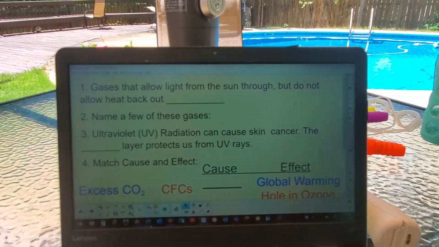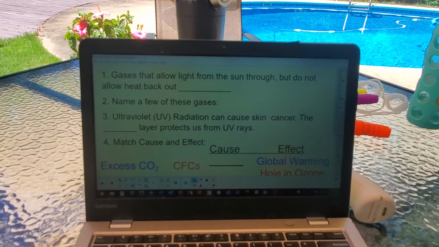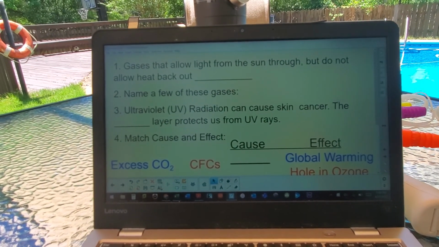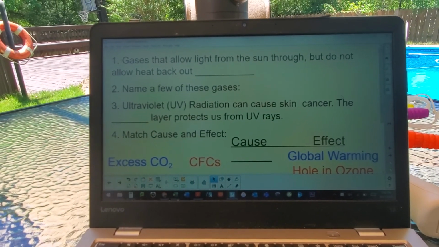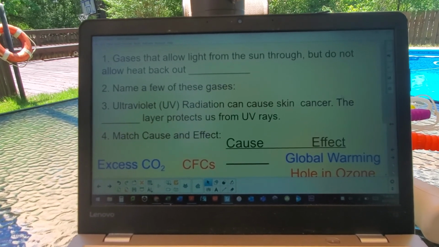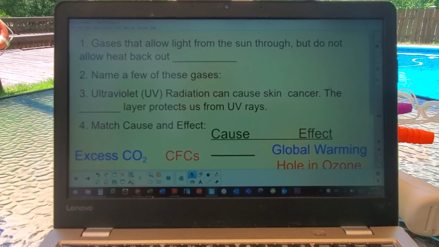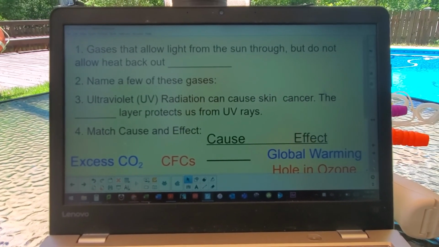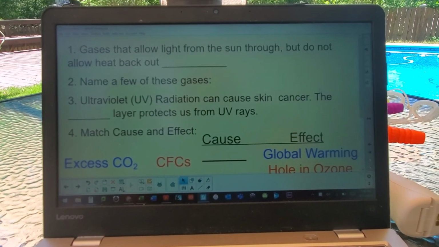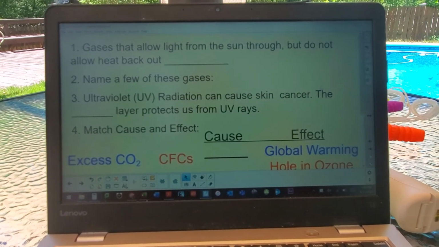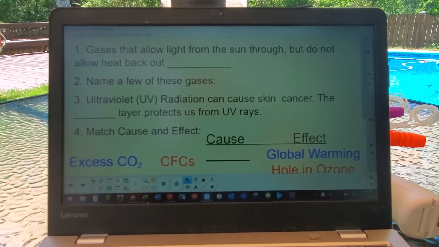Okay, so looking at this some more. Gases that allow light from the sun through but do not allow heat back out, those are your global warming or greenhouse gases. Name a few of these greenhouse gases. Well, you got CO2, you have CH4 or methane, you have NO2, which is a nitrite, or any of the nitrates. But also you have water. H2O is a greenhouse gas. People don't really realize that.